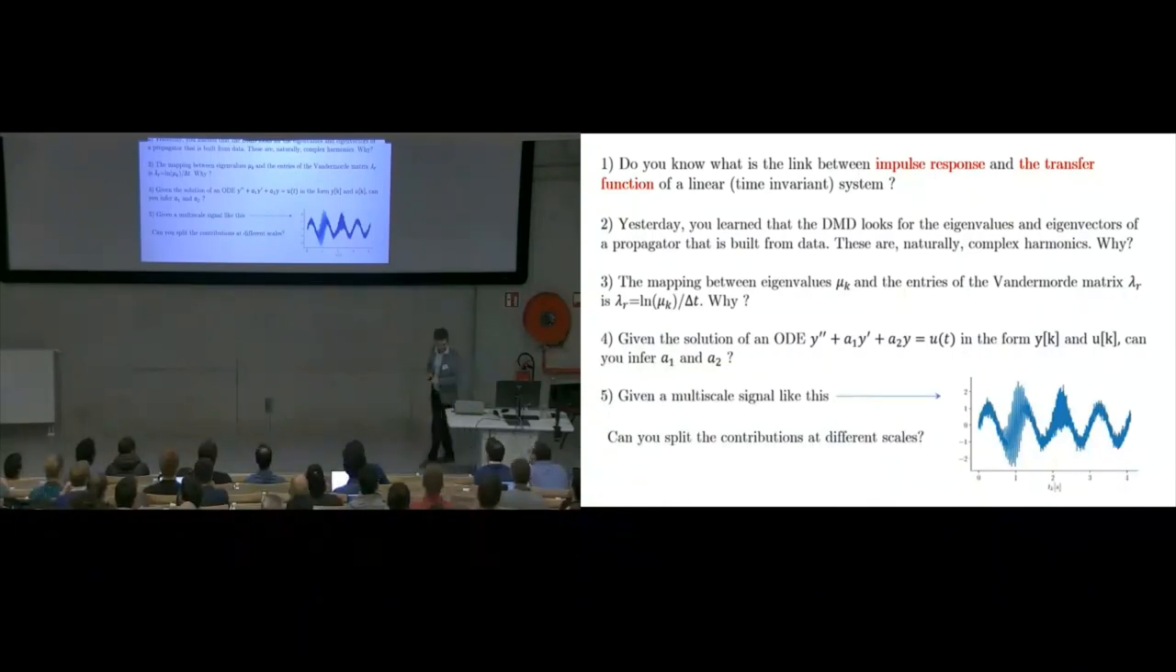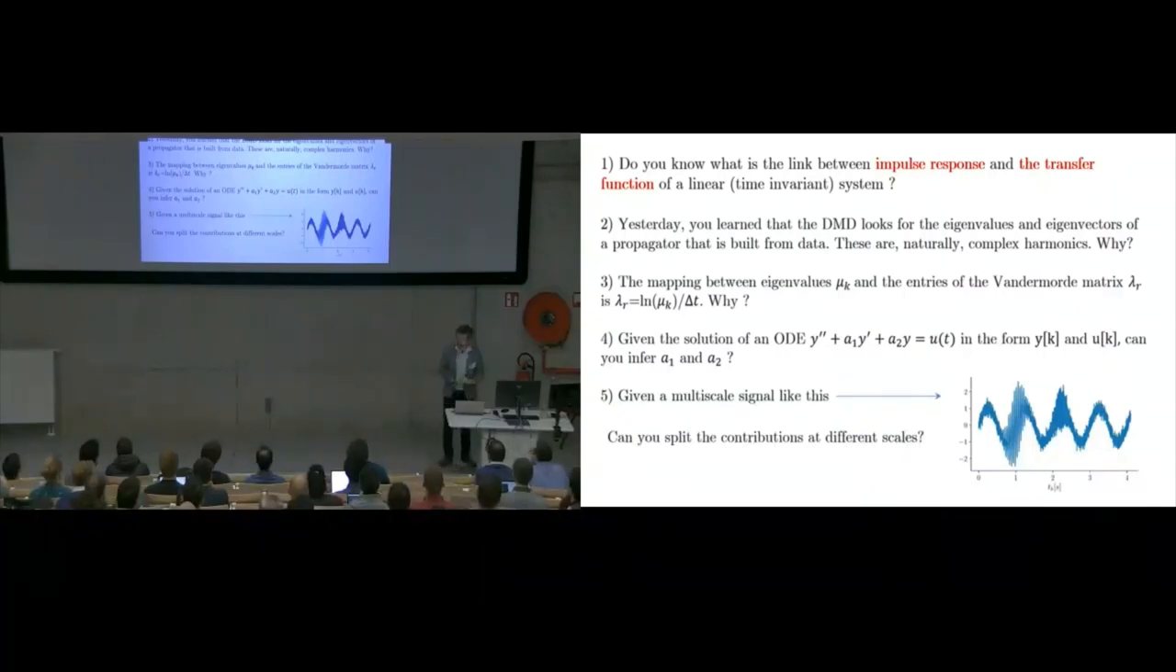Then, yesterday you learned that the DMD looks for eigenvalues and eigenvectors of a propagator by building it from the data. And these are obviously complex harmonics. Do you understand why? I mean, who is fully familiar on why it has to be the case? Fully familiar, raise the hand. Not so much.